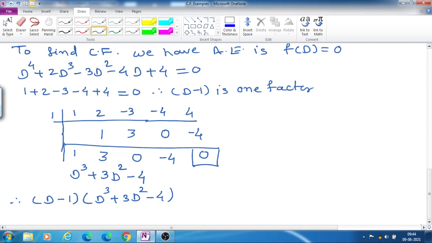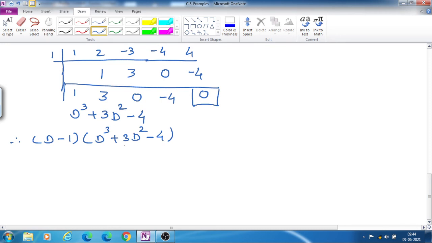Now again we have to find factors of this D³ + 3D² − 4. So here the sum of all the coefficients is: first is 1, then 3, 1 plus 3 is 4, and minus 4, that is 0. Therefore D − 1 is again a factor of this D³ + 3D² − 4.